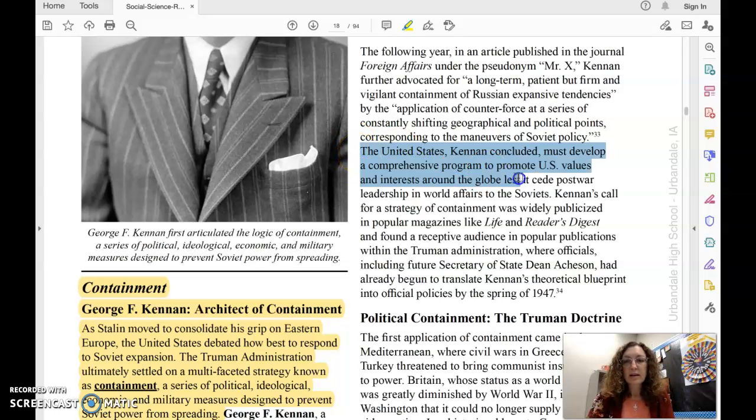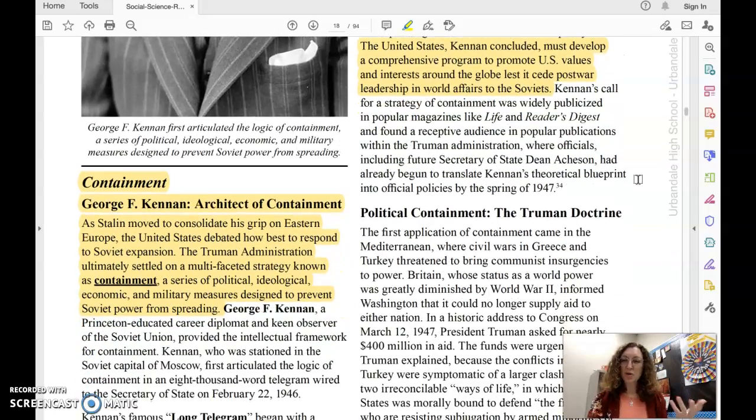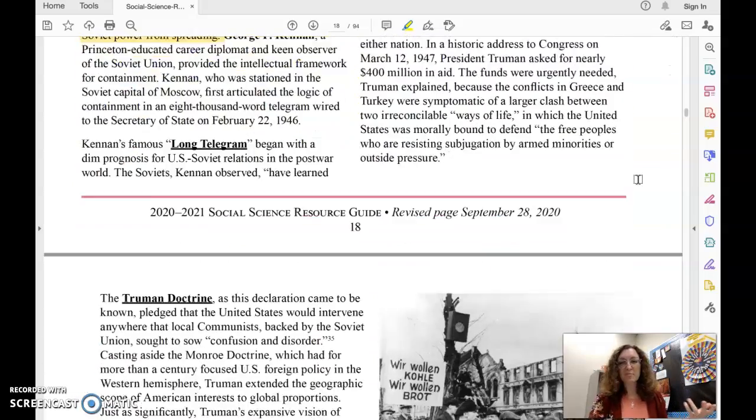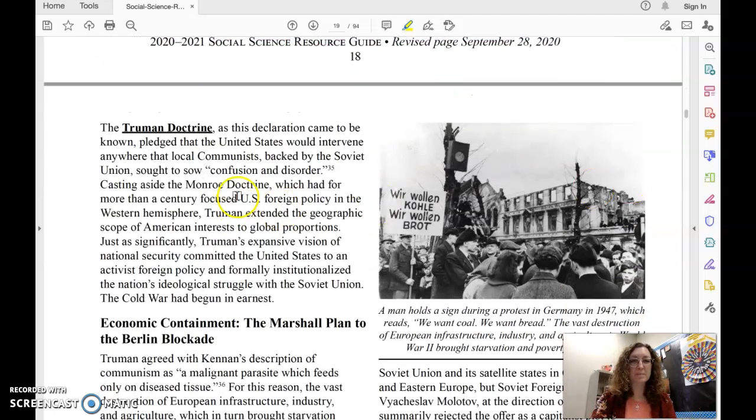Then the United States, according to Kennan, had to develop this comprehensive program promoting United States values and interests. This is where all of these ambassadors that show up in the music section come into play. We have to show that our culture, that our results are better than what comes out of communism.